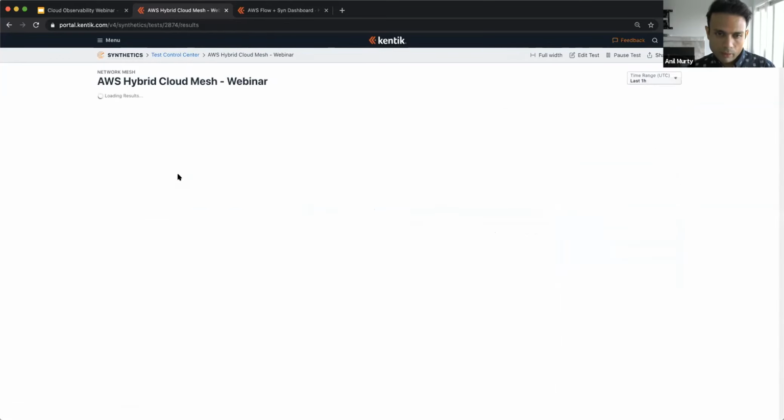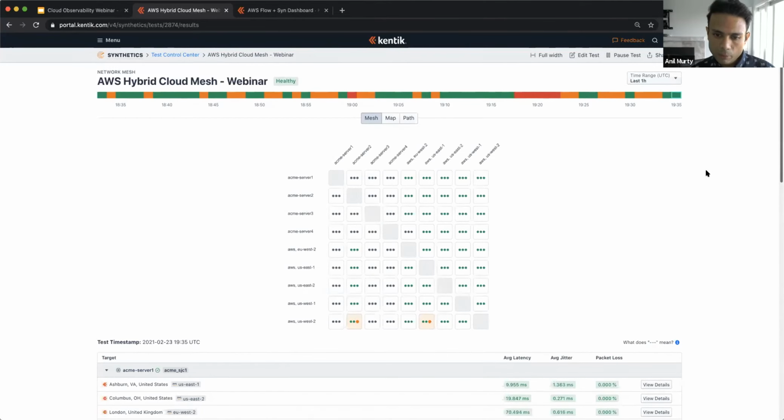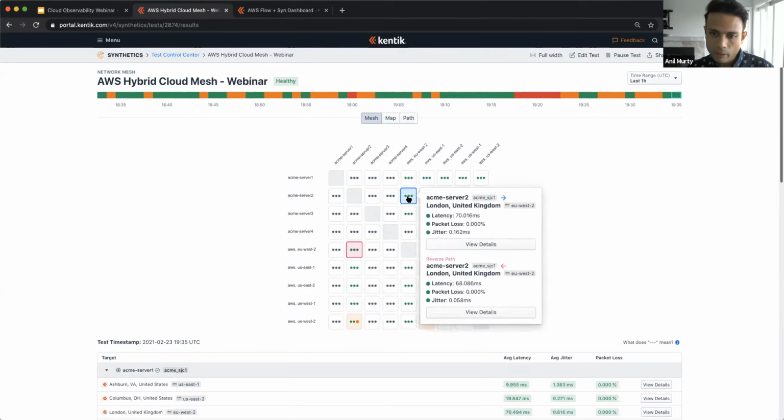I'm going to go ahead and click on this one and show you what this information looks like now. So it's going to look very similar to what you saw before with the pure cloud mesh, except now we're testing between regions that include the data centers as well as the AWS regions. So I can hover over one of these, and I can look at testing points between data centers or between cloud and data center here in this case.